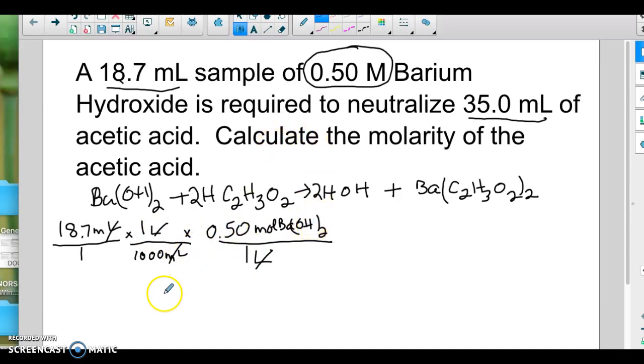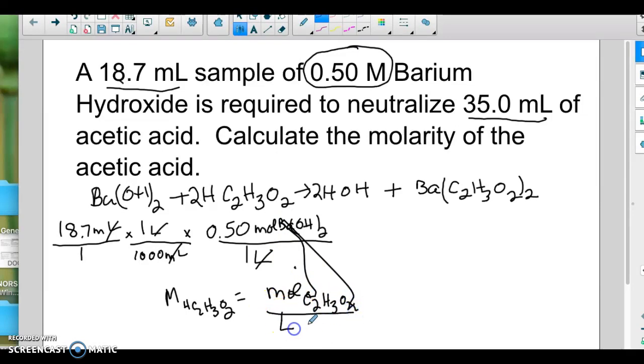I'm ultimately trying to get to molarity of the acetic acid. So in order to get that, I would need moles of acetic acid over liters of acetic acid. So I'm going to leave it there. So the next thing I'm going to do then, because I'm looking for moles of acetic acid, is I'm going to do my mole-mole ratio from the balanced equation. In the equation, I have 2 moles of acetic acid. I wrote my acetic acid wrong down there. And then I'm going to put my moles of barium hydroxide, and these are coming from the coefficients in the balanced equation.